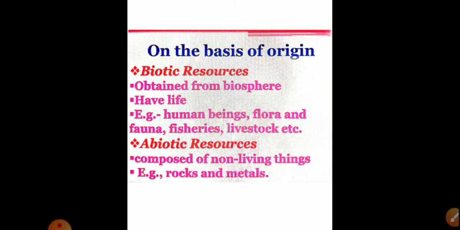Second one, abiotic resources. Abiotic resources are those that come from non-living things, non-organic material. For example, abiotic resources include land, fresh water, air, rocks, metals. All these will become abiotic resources. Students, this is the classification on the basis of origin.